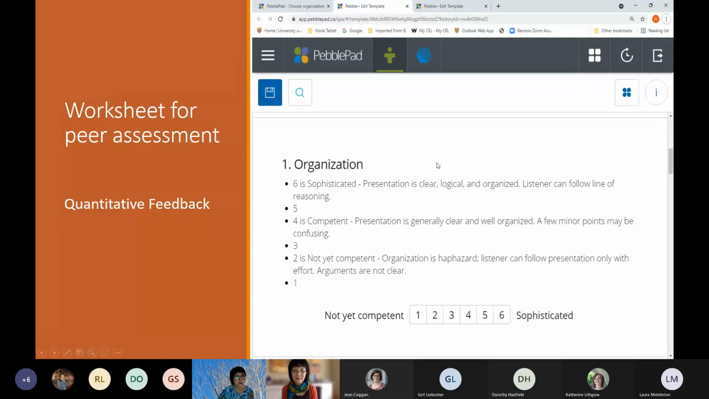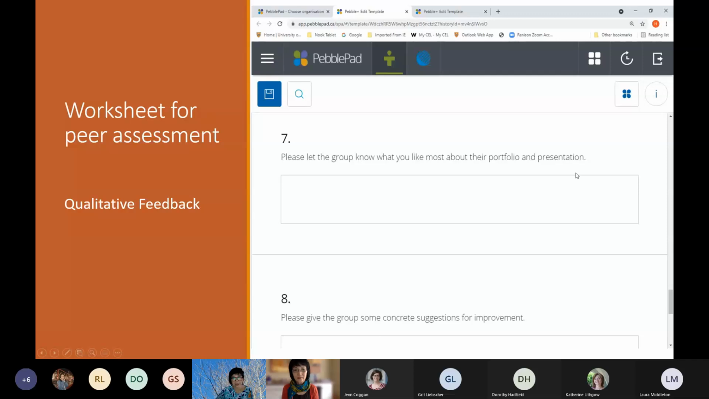So this is the assessment form that we use. It's a worksheet, and students go to the worksheet and give feedback on a rating scale. For example, this question is about the organization, and it's a 6-point rating scale, and we can get very quick quantitative feedback like this. We also give a text box like this, asking students to talk about what they like about the portfolio presentation, and give a suggestion.